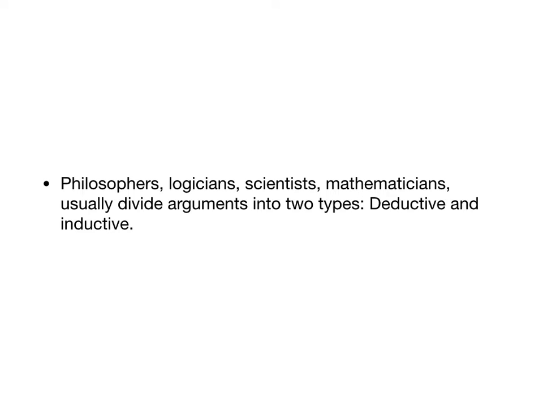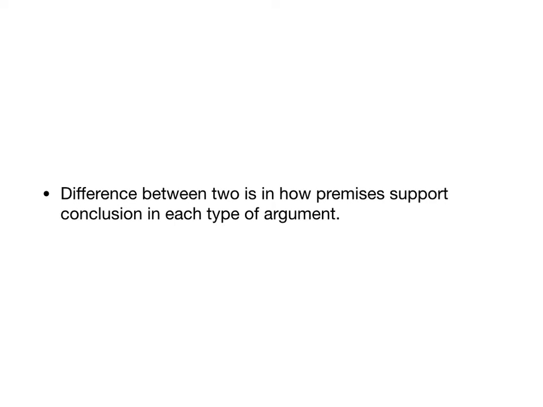So the general consensus is these are the two kinds of arguments. More importantly, these are really the only kinds of arguments you need to think of in day-to-day life to evaluate arguments. It is important to think about this distinction because how you evaluate an argument really will depend on whether it is inductive or deductive. And so the difference between the two is how the premises support the conclusion. What kind of support the premises provide for the conclusion.